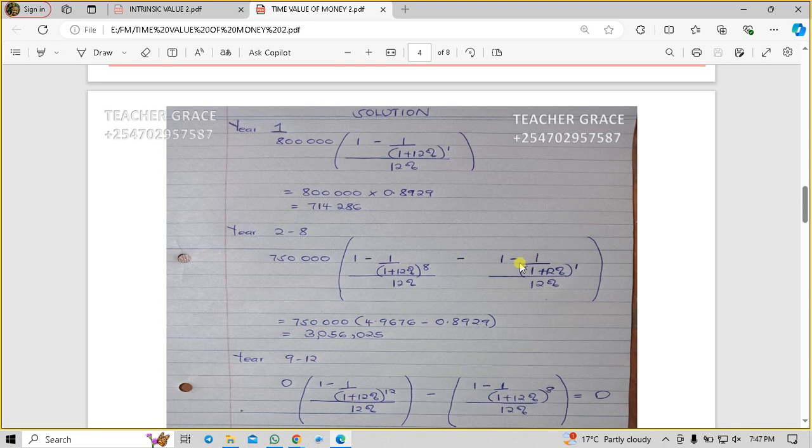So let's proceed. 1 minus 1 over 1 plus 12% to power 8 over 12%. So you work out this first, you can call it a bracket, or this first part. You just use your calculator. 12% is 0.12. When you calculate it well, you're supposed to get 4.9676.